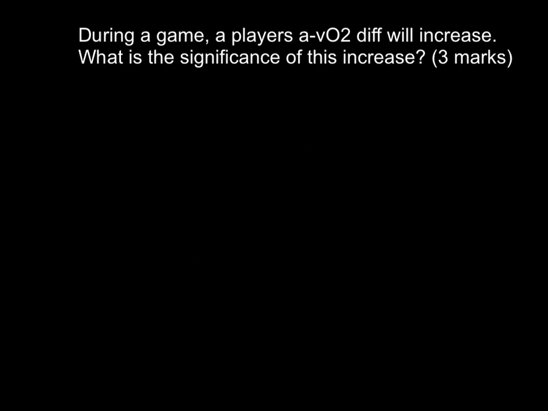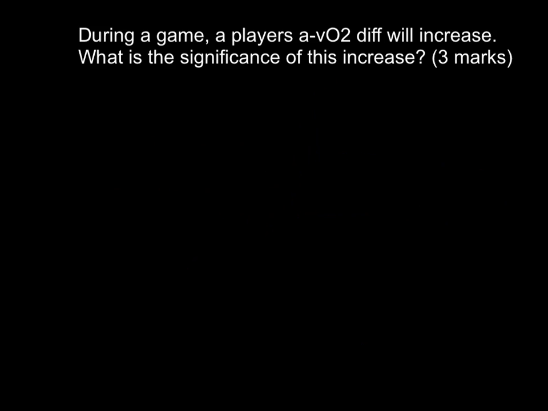During a game, a player's a-vo2 diff will increase. First thing we need to notice there is they've acknowledged the fact that there is now a greater difference in oxygen content between an artery and a vein at exercise. So we're not going to get a mark for that. They've said it in the question, so that's something that we need to be aware of when we're reading these questions.